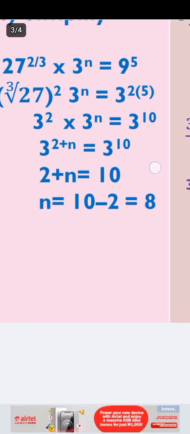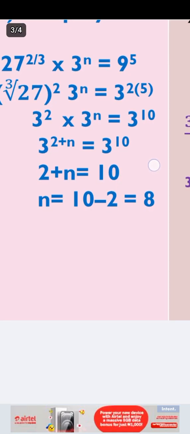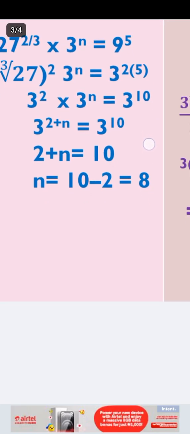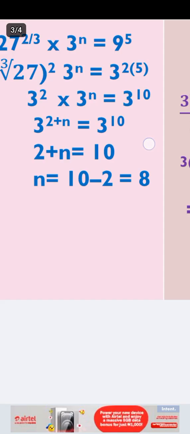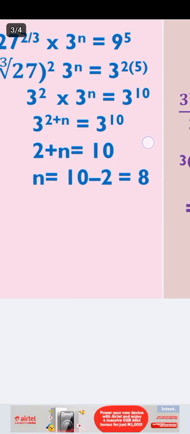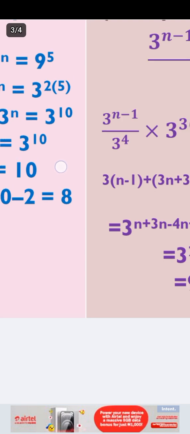And what do we do? The 3 on this side cancels out the 3 on that side. So we are now left with 2 plus n is equal to 10. Because 3 raised to the power 2 plus n equals 3 raised to the power 10, we cancel the bases. And then we are left with 2 plus n is equal to 10. We take like terms together. When like terms are taken together, we have n is equal to 10 minus 2. And the answer is 8.